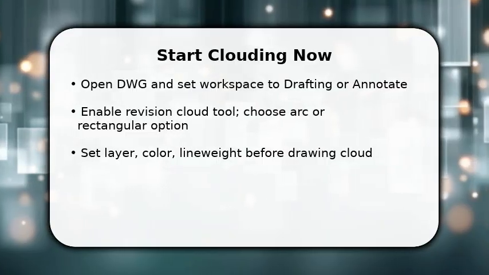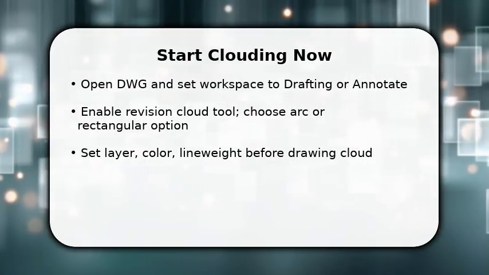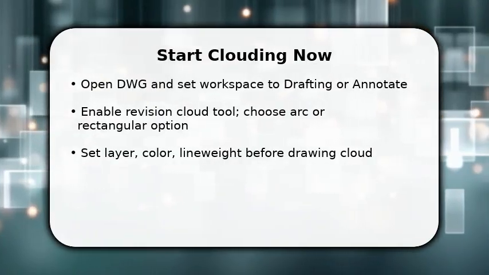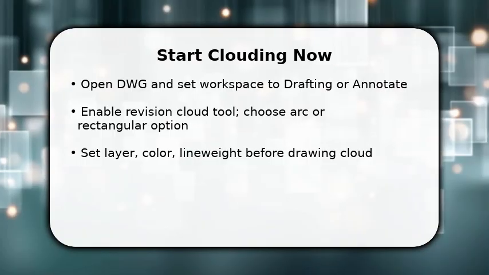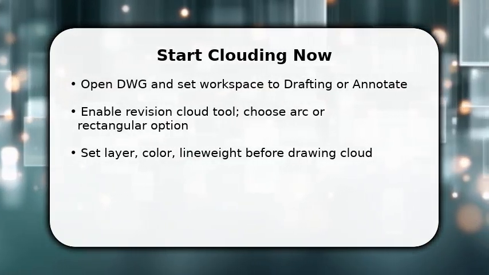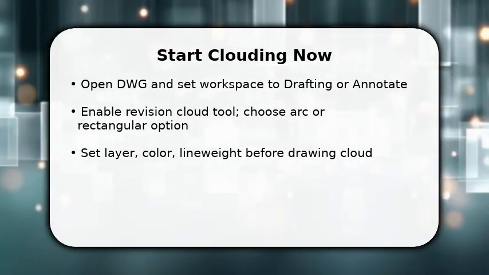You begin by opening the drawing and switching to the drafting or annotate workspace so tools appear where you expect them. Once done, enable the revision cloud tool and pick the arc style. This is the only method that preserves editable grips. Make sure to set the target layer, color, and line weight first to avoid rework.